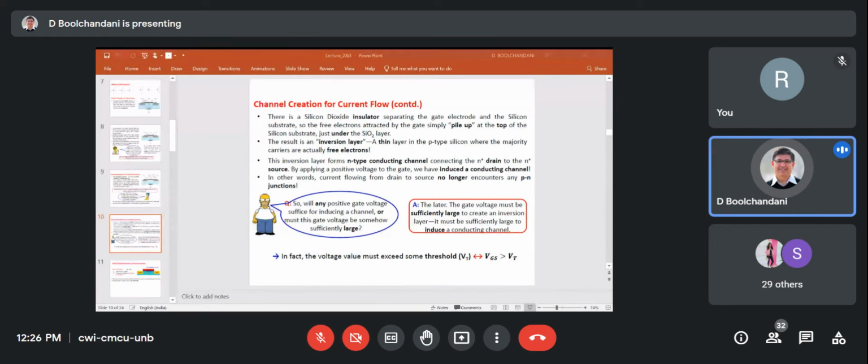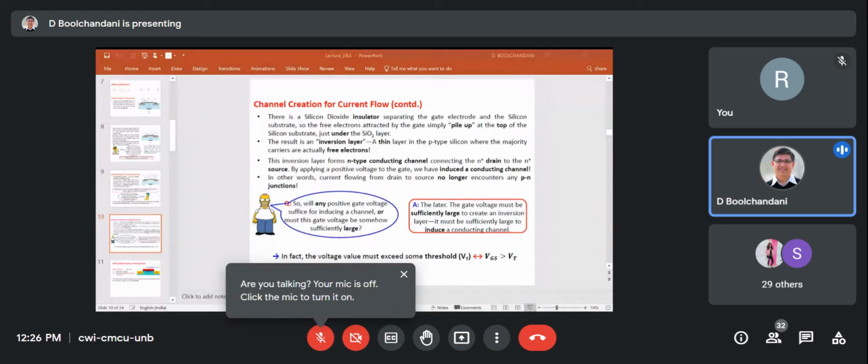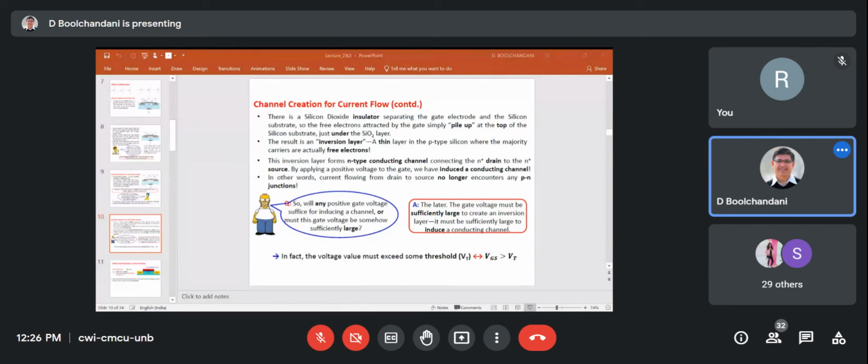So if you have given a positive voltage, what has happened? The substrate region below the gate region has been inverted. Previously it was P-type, now it has become N-type. So will any positive gate voltage suffice for inducing a channel, or must this gate voltage be somehow sufficiently large? The answer is yes, the gate voltage must be sufficiently large to create an inversion layer. It must be sufficiently large to induce a conducting channel.